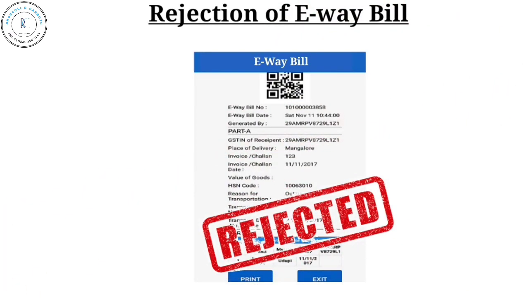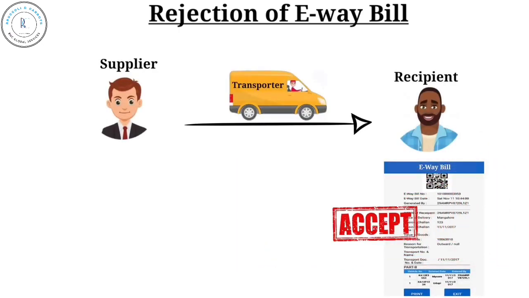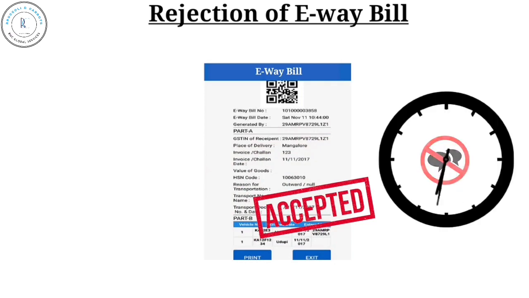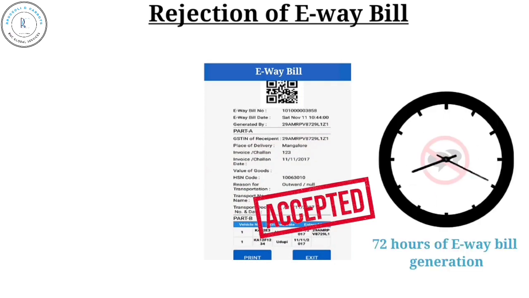Rejection of e-Waybill. The recipient can accept or reject the e-Waybill. The e-Waybill will be deemed to be accepted if there is no communication within 72 hours of e-Waybill generation.